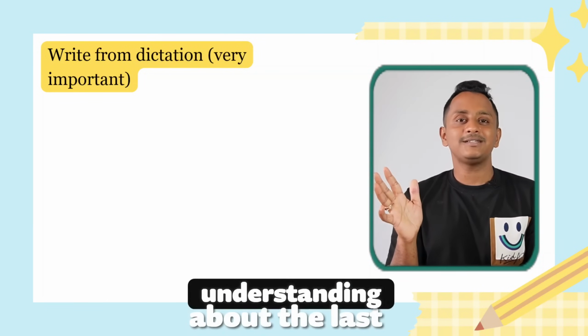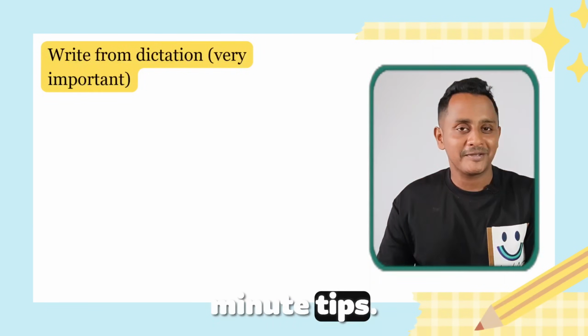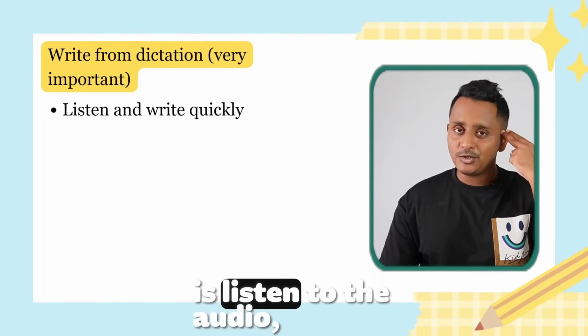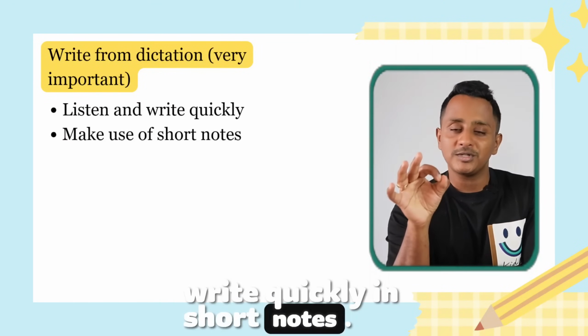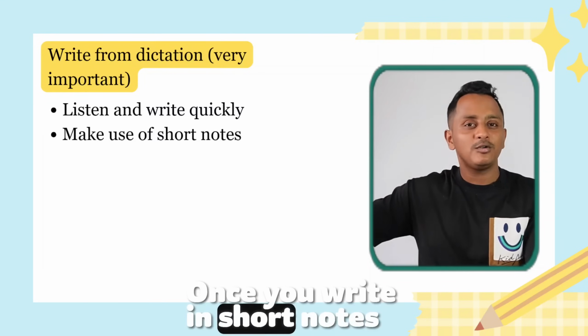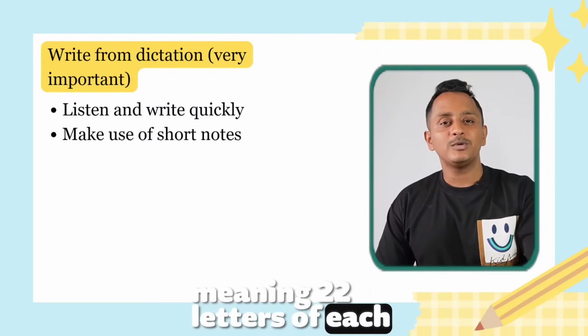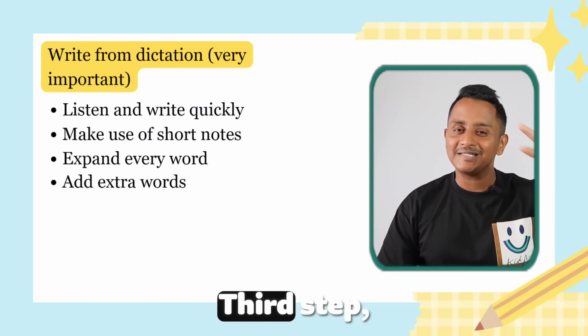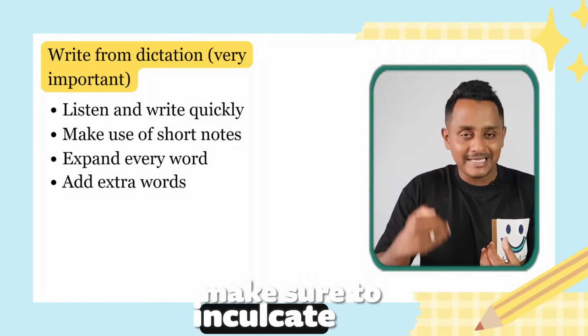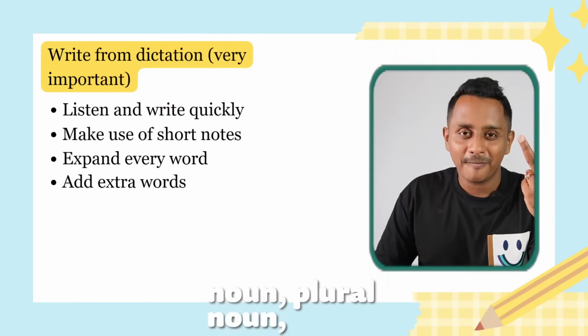Gives you entire understanding about the last minute tips. The strategy for write from dictation is: listen to the audio, understand, divide them into phrases, write quickly in short notes. Once you write in short notes, meaning two letters of each word, now you expand it. After you expand it, add extra words, third step.